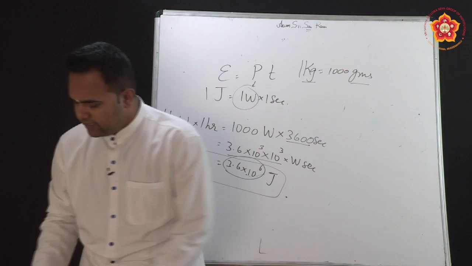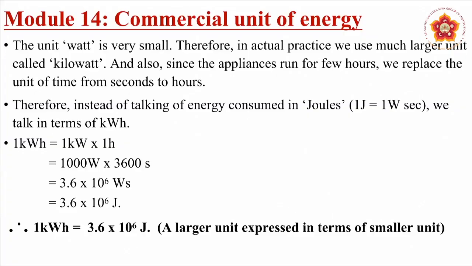Let us have a look at the slide now. So the calculation is shown there. Instead of talking in watt and second, we talk in kilowatt and hour. So 1 kilowatt hour is 1 kilowatt into 1 hour, which I have just arrived at now. Therefore 1 kilowatt hour is 3.6 into 10 to the power of 6 joules. The larger unit is 3.6 into 10 to the power of 6 times the smaller unit.